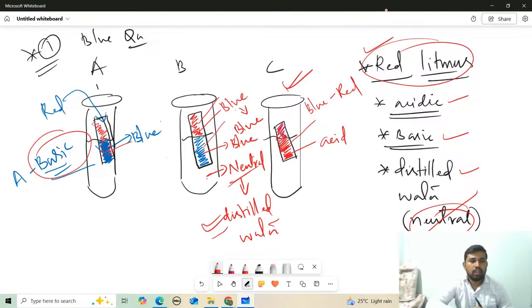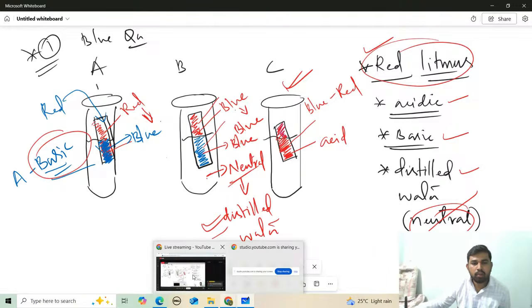Red turns into blue. This is how we are going to identify acids, bases and neutral substances when they are providing only one litmus paper. So this is about indicators.